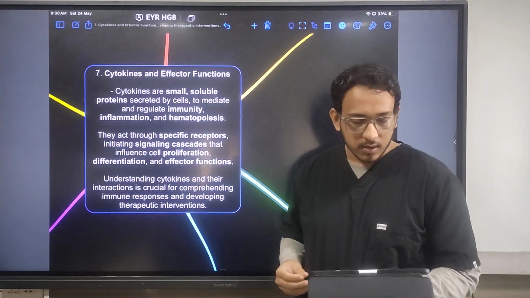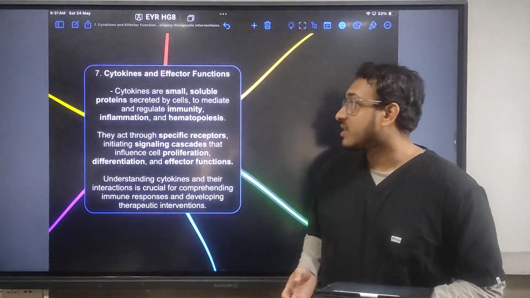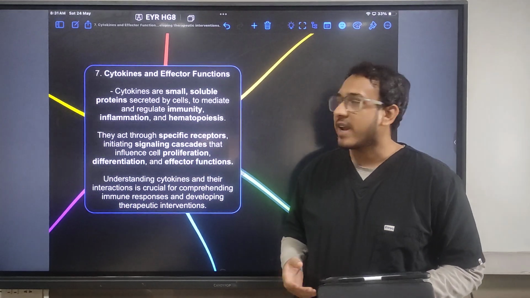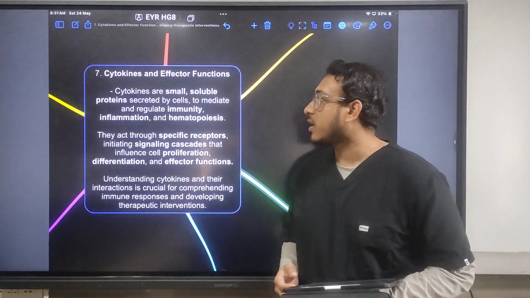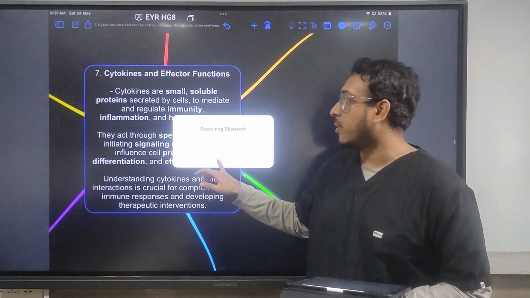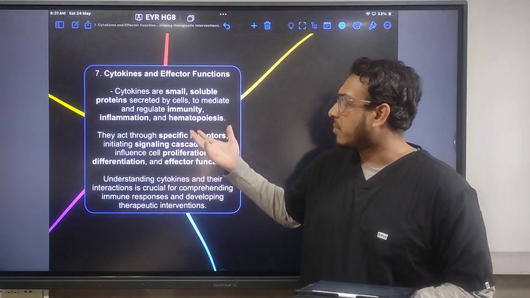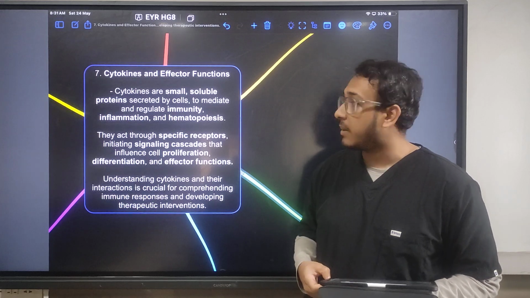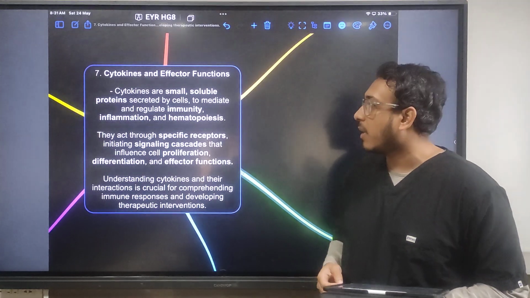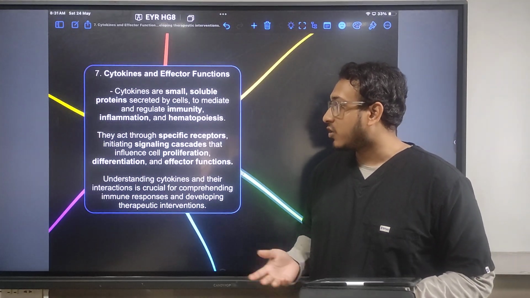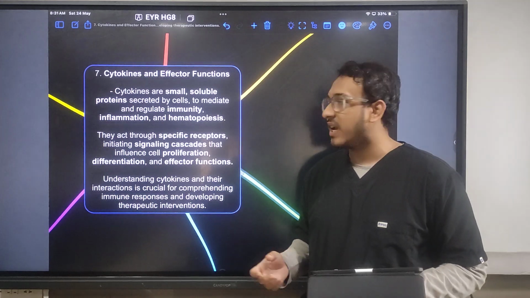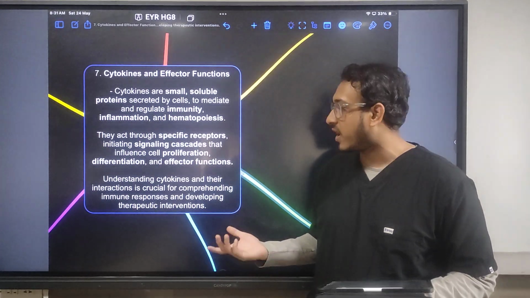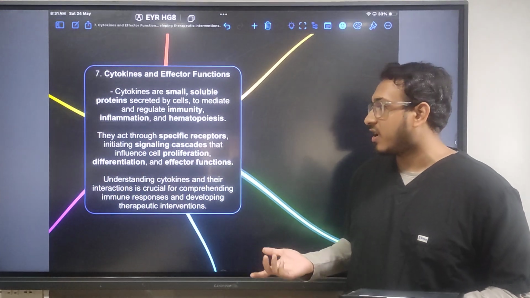So, good morning. Today's topic for discussion is cytokine and effector functions. So, what are cytokines? They are small soluble proteins secreted by the cells to mediate and regulate immunity, inflammation, and hematopoiesis. They act through a specific receptor, initiating signaling cascades, and they also influence proliferation, differentiation, and effector functions.